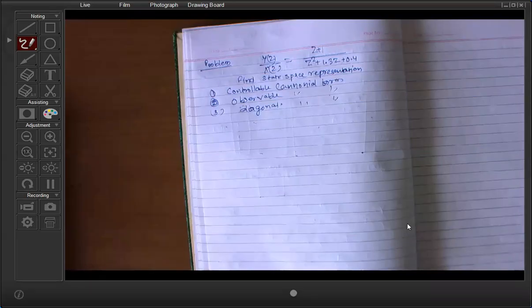यार रिप्लाई नहीं करोगे तो हम कैसे पढ़ाएंगे? ओके, सो दैट मीन्स टोटल नंबर ऑफ स्टेट वेरिएबल कितना हो जाएगा हमारे पास?